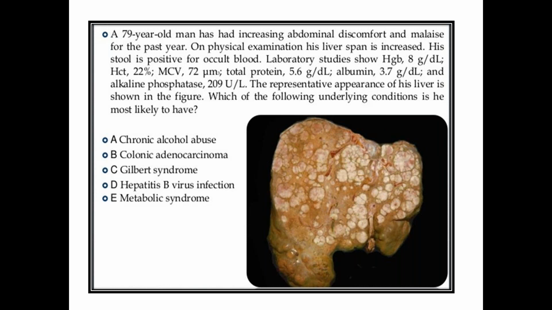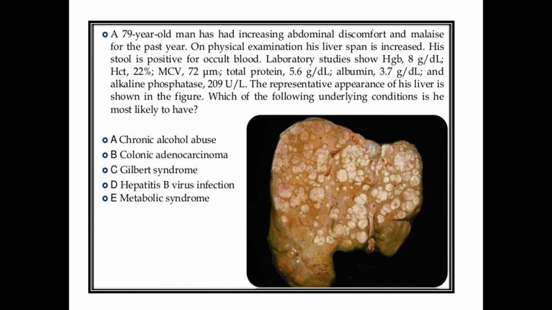Total protein was 5.6 grams, albumin is 3.7. Alkaline phosphatase is raised, that is 209 units per liter. The representative appearance of his liver is shown in the figure. Which of the underlying conditions is he most likely to have?